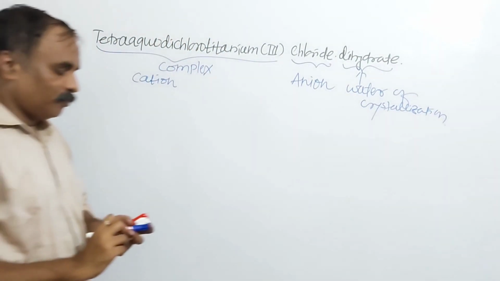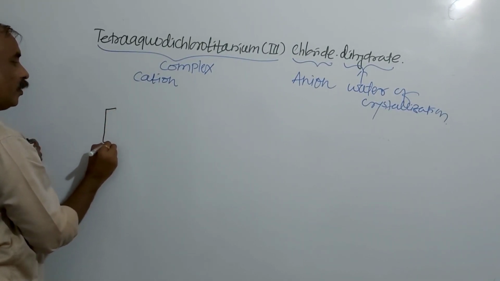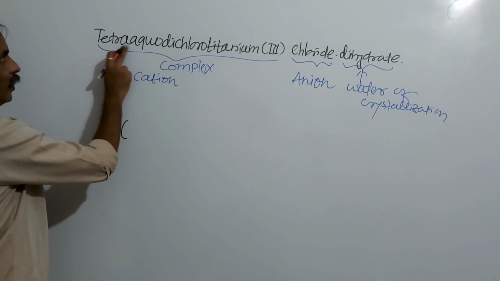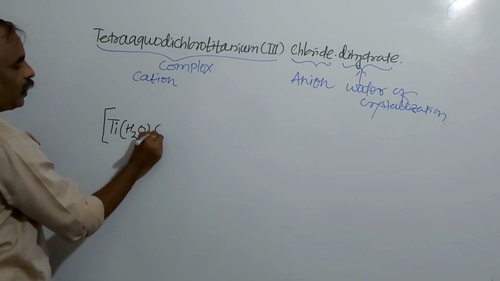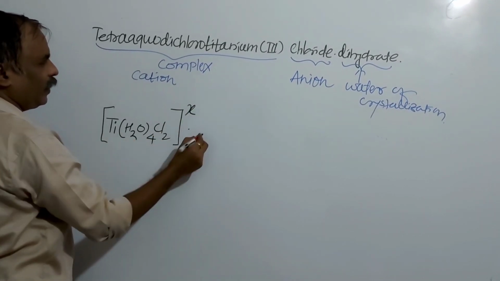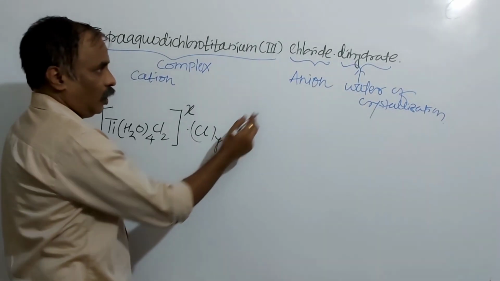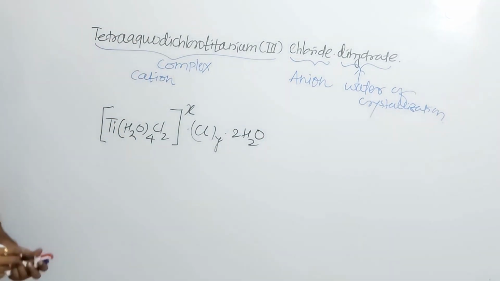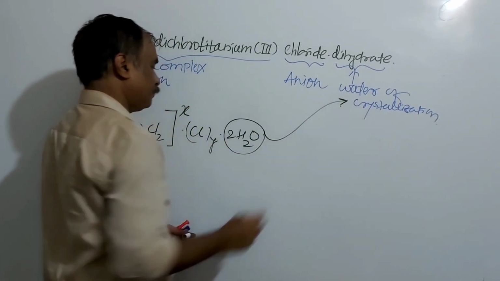So how to write IUPAC name of this? First write down about complex. Here at cationic part, square bracket. Here metal is titanium. Aqua, tetra. Aqua and water, so here H2O 4 times. Dichloro Cl2 to the power X. Chloride Cl Y. Or dihydrate indicates 2H2O. It is clear. Di, 2. Remember, these water molecules are said to be water of crystallization.